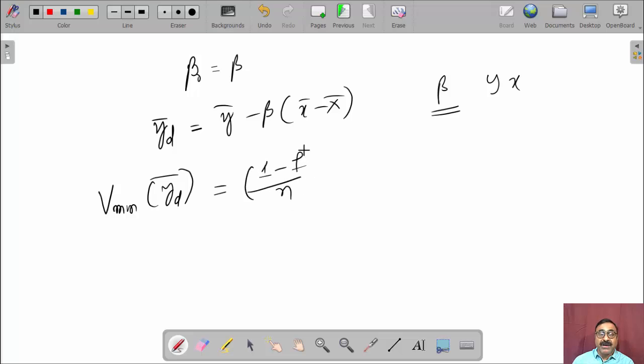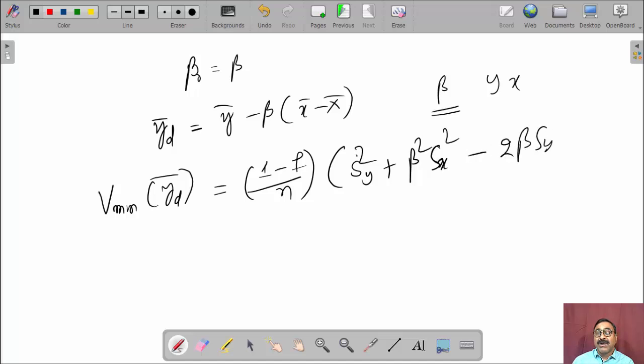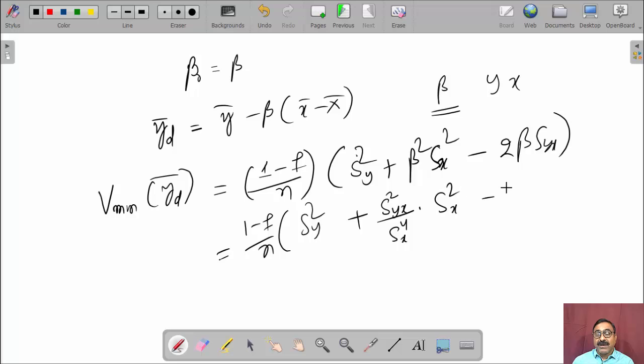(1 minus f) by n into (sy square plus beta square sx square minus 2 beta syx). Now this is (1 minus f) by n, sy square plus beta square syx square by sx to the power 4 into sx square, minus 2 beta syx by sx square. Beta is the population regression coefficient into syx.